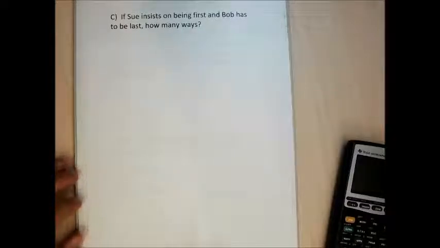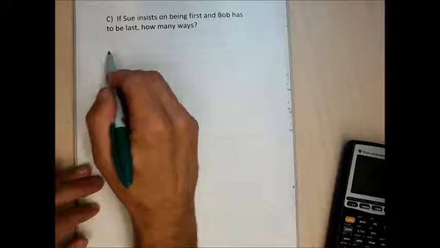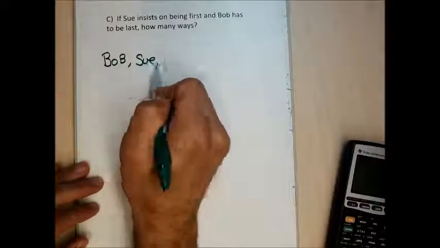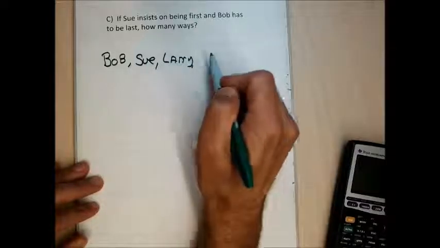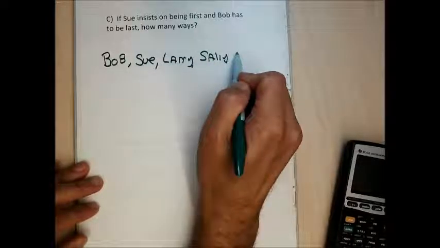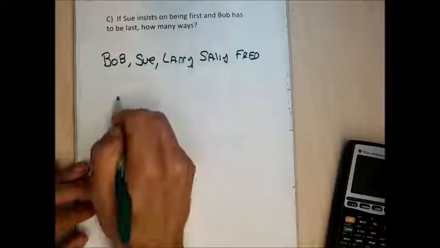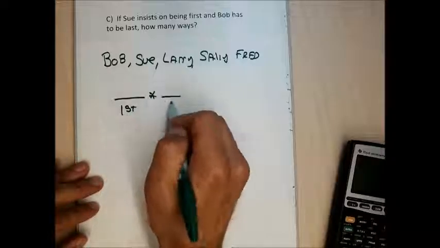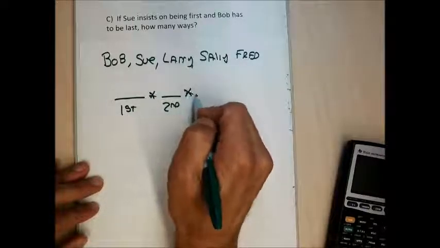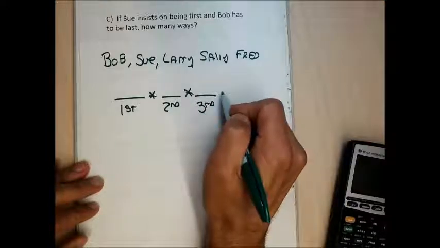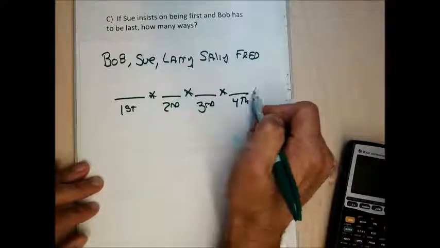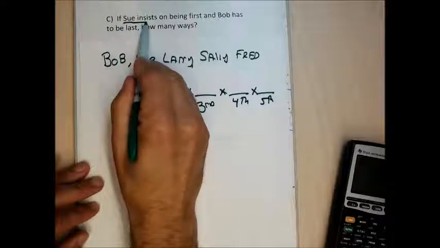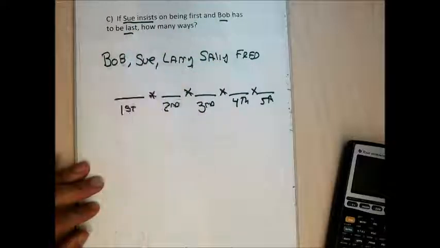Alright, how about if Sue insists on being first and Bob being last? So again, the people were Bob, Sue, Larry, Sally, and Fred. So I'm going to line up these 5 people, so I'm doing 5 experiments. So there's a first person, second, third, fourth, and a 5th. And it says if Sue insists on being first, Bob has to be last. How many ways can they line up?